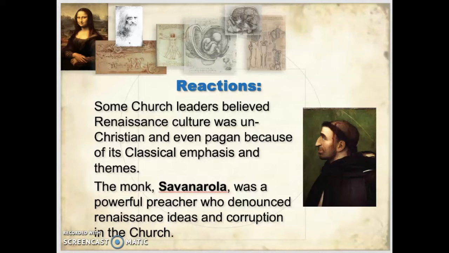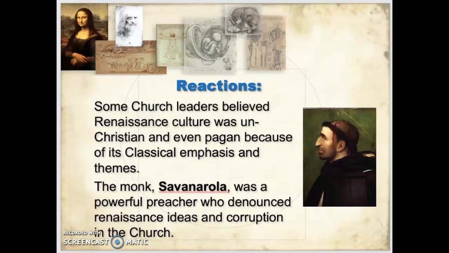Because it had gone back to some themes from the Greeks and the Romans and their paganism. Probably the best example of that was the monk Savonarola. He was a powerful preacher. He used to stand up in city squares and preach to hundreds and hundreds of people. He was denouncing Renaissance ideas and corruption in the church.